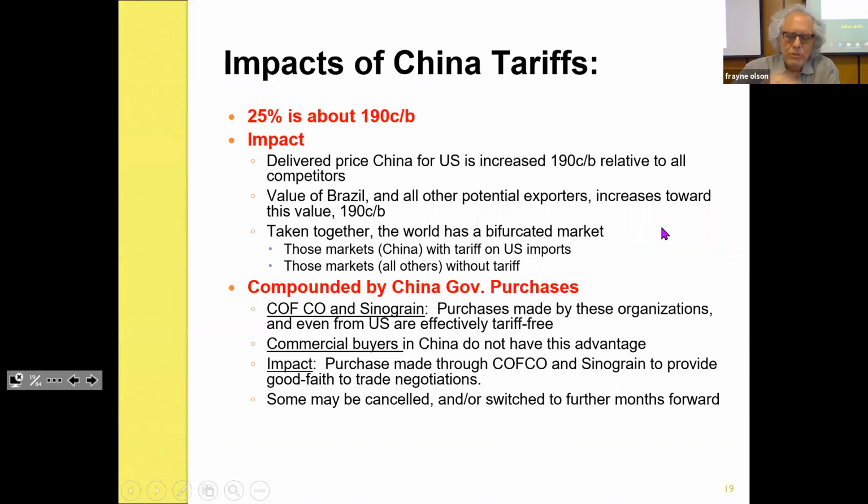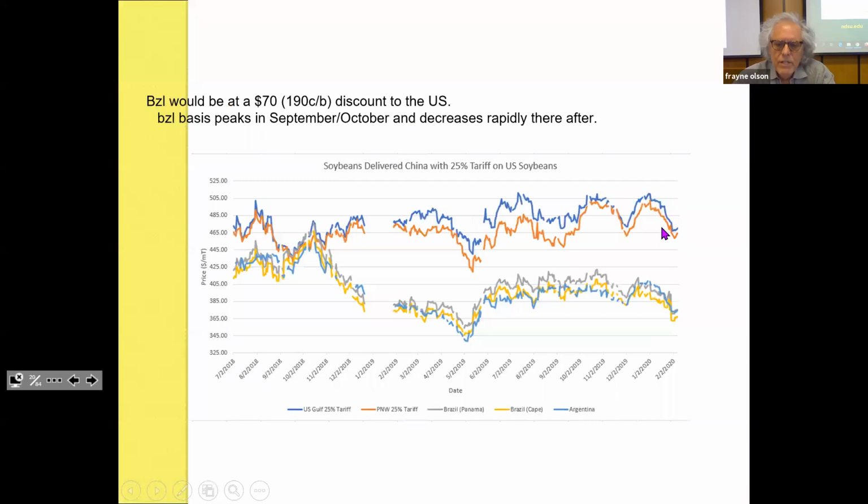So we got this word China tariffs, and I'll just show 2 slides on it. You're all very familiar with it. But the word 25% is that from about July 18 until February, there's a tariff on imports from the United States at 25%, which is about $1.90 a bushel. That's now been relaxed, but I want to illustrate the impacts of this.